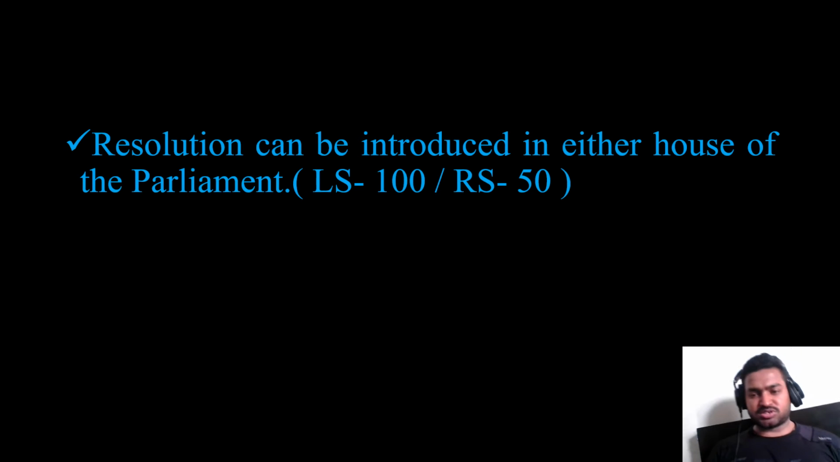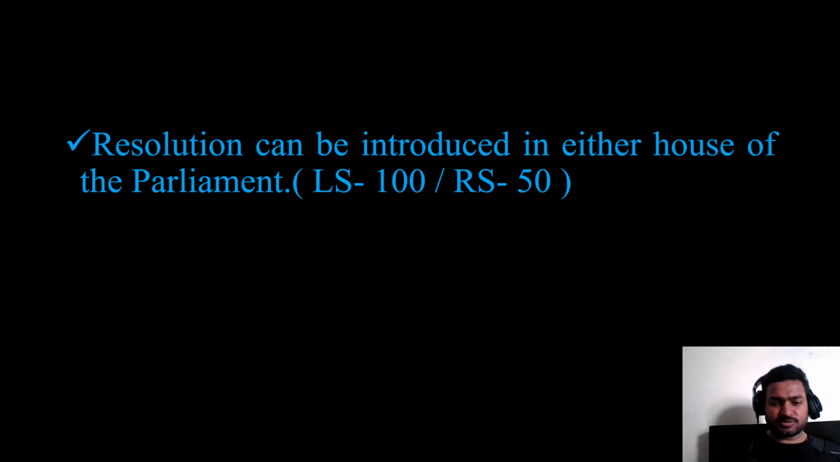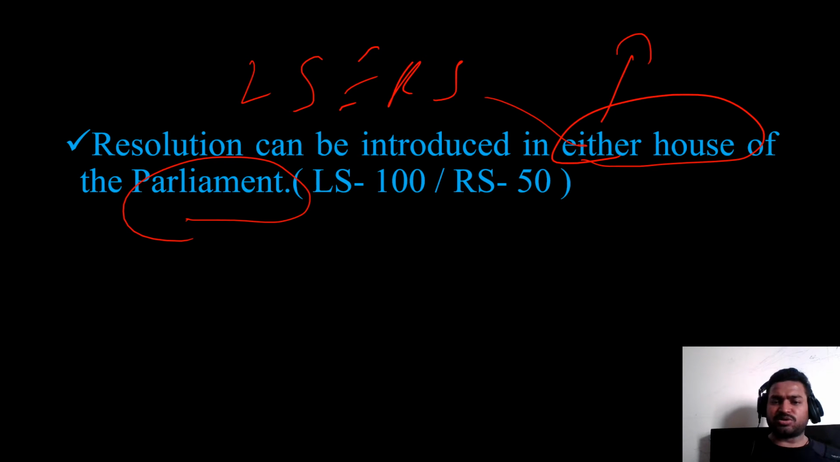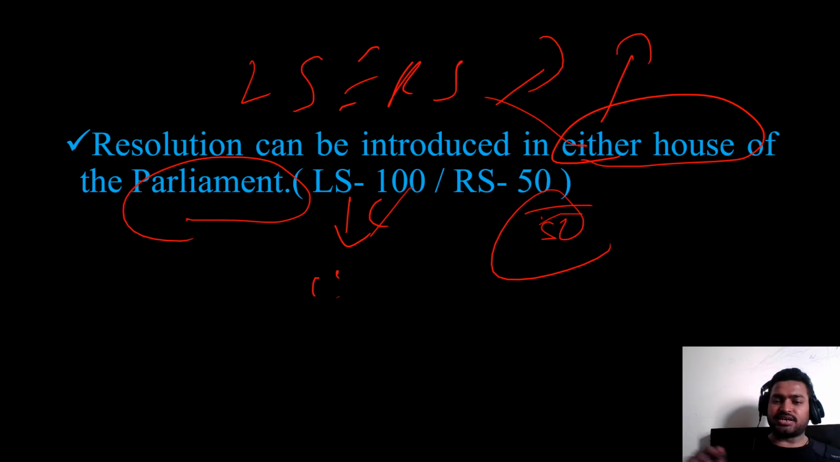The first and foremost provision is the resolution. Which house can pass this resolution? As per this act, either house of the parliament can initiate a resolution or motion to impeach the judges, which means Lok Sabha and Rajya Sabha have equal powers with respect to the removal of judges. If it is introduced in the Lok Sabha, there should be 100 members supporting that resolution. If it is introduced in the Rajya Sabha, there should be 50 members supporting the resolution.